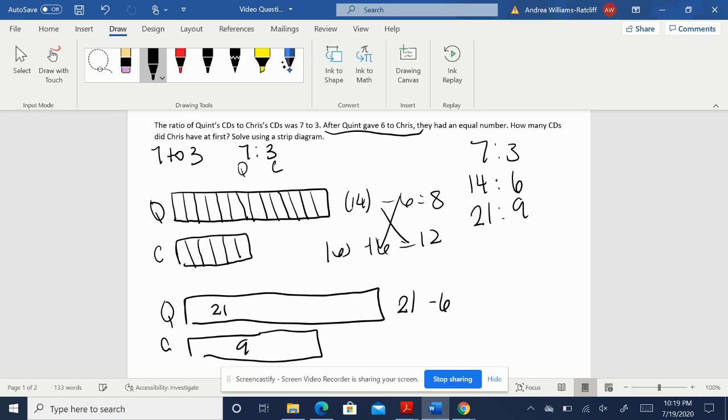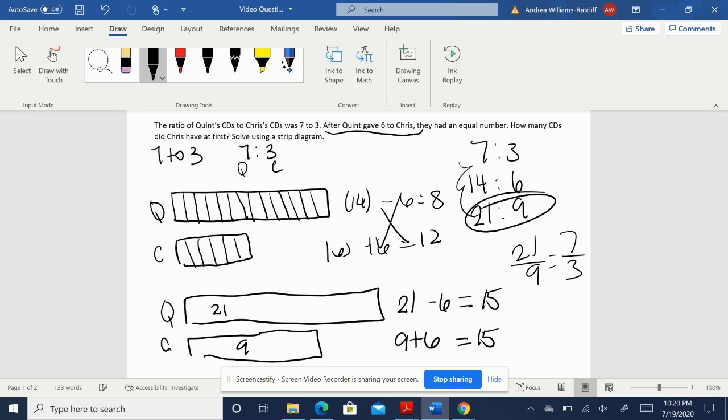Okay, so let's try it now. If I took 6 away, Quint would have 15. And if I gave those 6 to Chris, he would have 15. So that's their actual count. If you're having a hard time visualizing this, you can think of it as a fraction. It's not exactly a fraction here. We're dealing with part to part. But if you were to simplify that, you would be looking at the same concept here. Here we have the simplest form, doubled it, tripled it, and so forth.